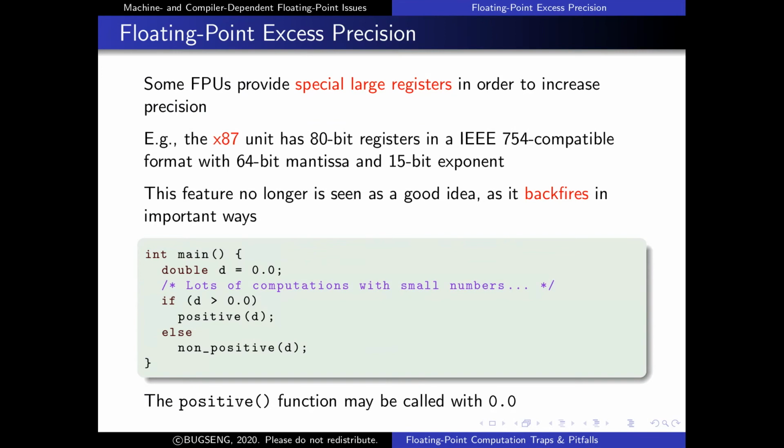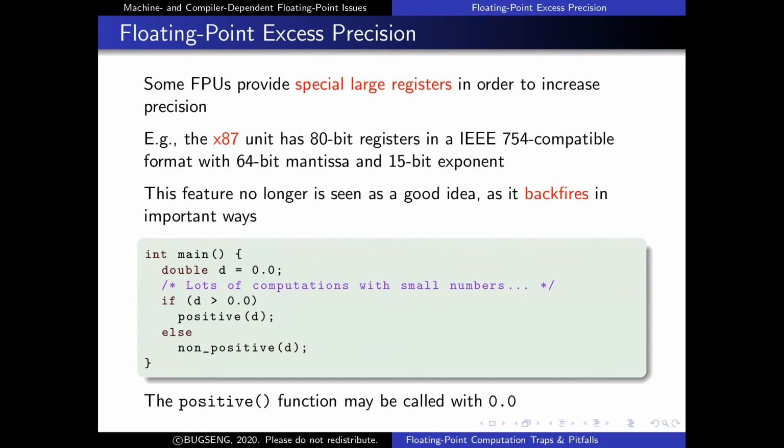However, as we can see in a second, this may backfire in very important ways. Here is an example. We have a function called positive, which is assumed to be called only with an argument that is strictly positive. So it is not working if it is called with 0.